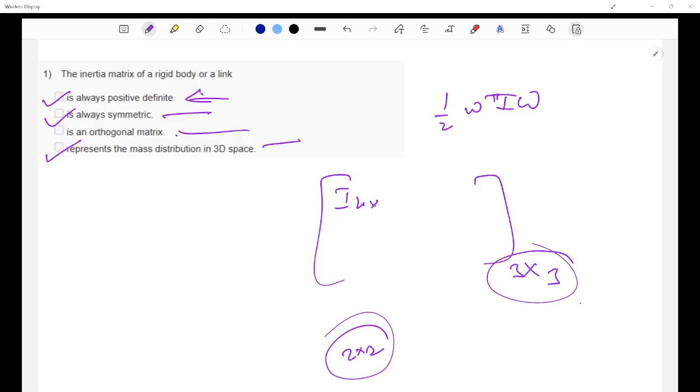Okay, so it should be positive definite, so that our energy remains positive. You can never have negative rotational energy, thus the inertia matrix must be positive definite.